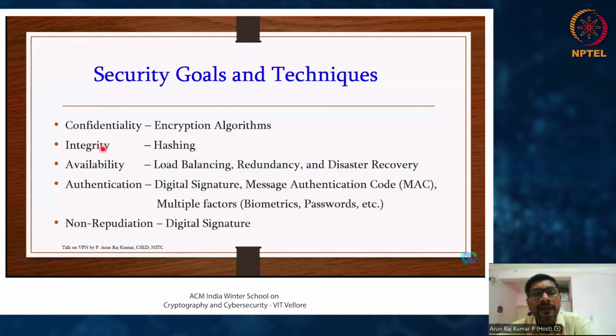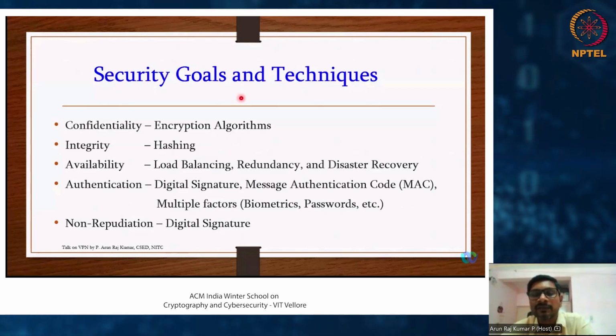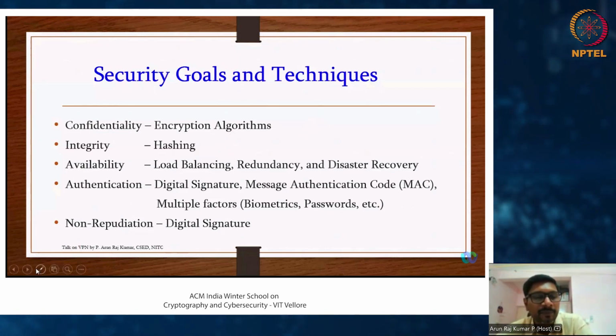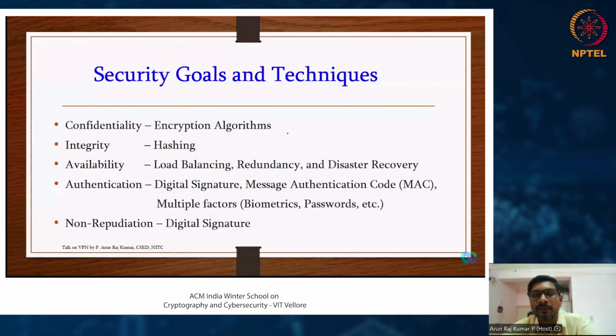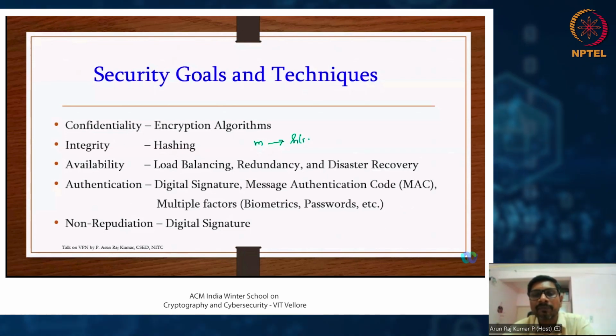To achieve the goal called integrity, we have to use an algorithm called hashing. It's similar to databases, where you studied hashing. It's a one-way function; we can call it a hash map function. Given a random text, it will generate a fixed digest value. So given a message M, it's a one-way function, and it generates the hash of M.